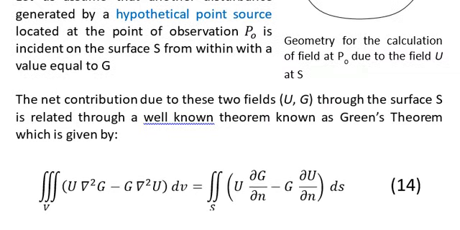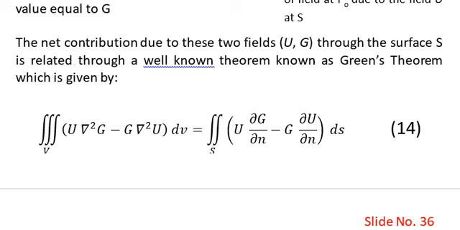Okay. The net contribution due to these two fields, so there are two fields that will reach the point P naught. One is the field capital U, and the other, originating from the point P naught, is the field capital G. So the net contribution due to these two fields through the surface S is related through a well-known theorem known as Green's theorem, which is given by. In Green's theorem we are relating these two fields, one from inside the surface and the other from outside the surface, and the total volume that encompasses the surface capital S is the volume capital V.